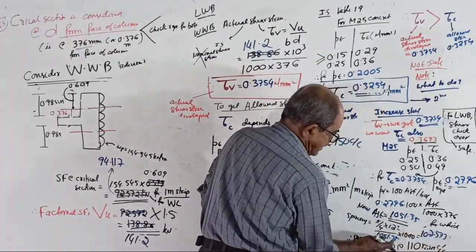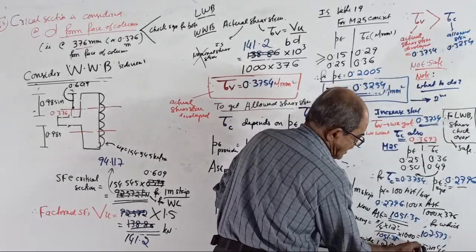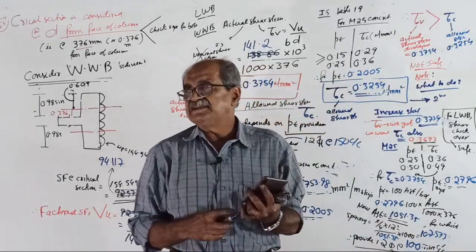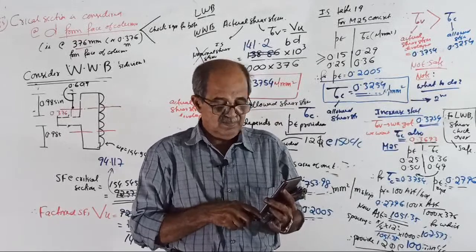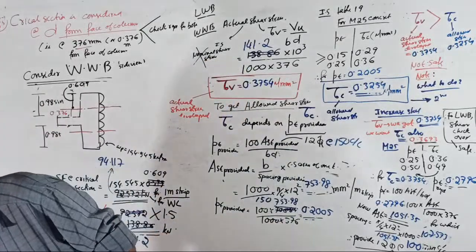You can provide 12 tor at 107, say 100 centre to centre. Clear? Provide 12 tor at 100 centre to centre. Clear now? Okay. Now do one thing.